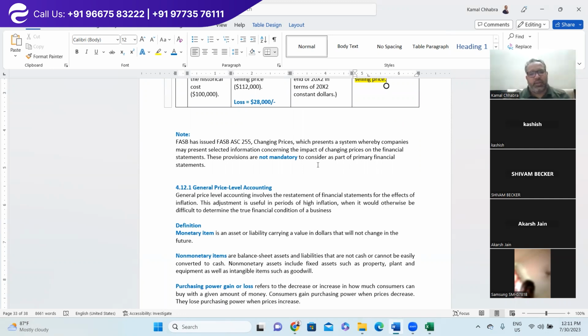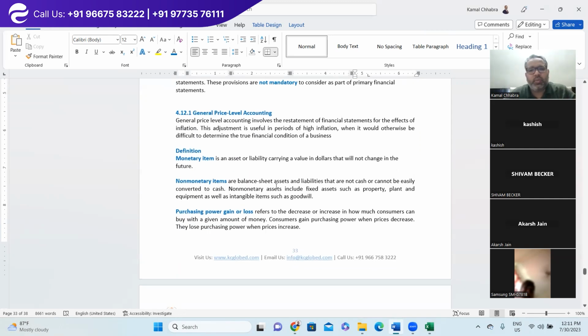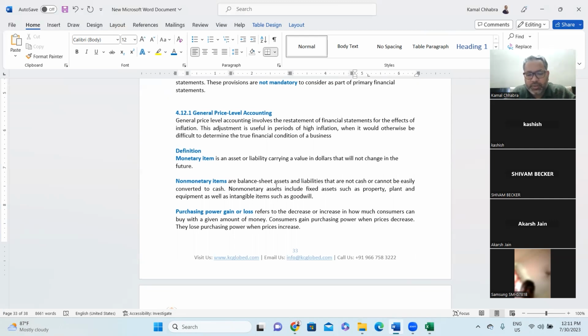So now coming to general price level accounting in more detail. General price level accounting involves the restatement of financial statements for the effect of inflation. This adjustment is useful in a period of high inflation when it would otherwise be difficult to determine the true financial condition. When there is a normal inflation of 2%, 3%, 4%, then generally we are not using it because it does not have much material impact, right?